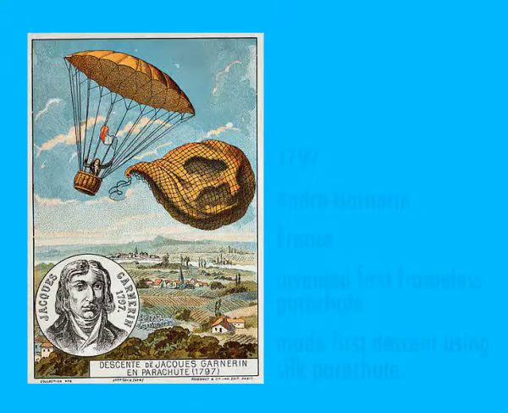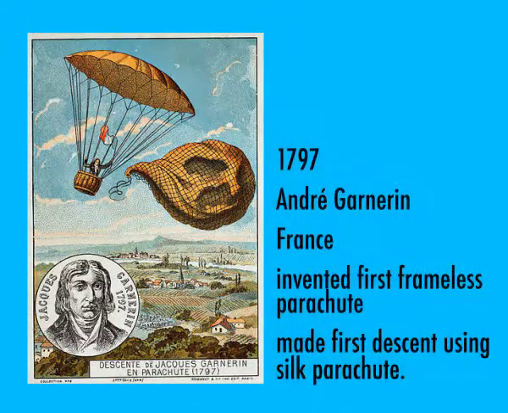In 1797, André Garnerin of France invented the first frameless parachute, as well as made the first descent using a silk parachute. This improved the stability of the fall.